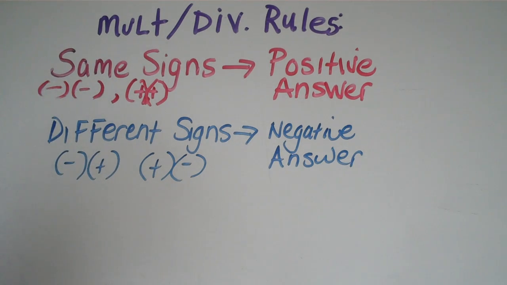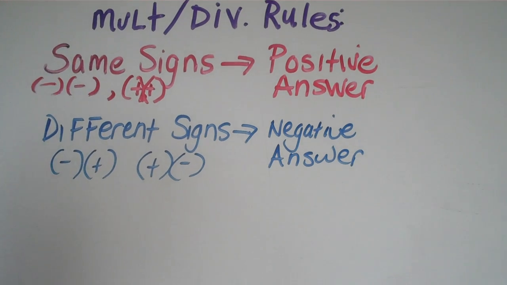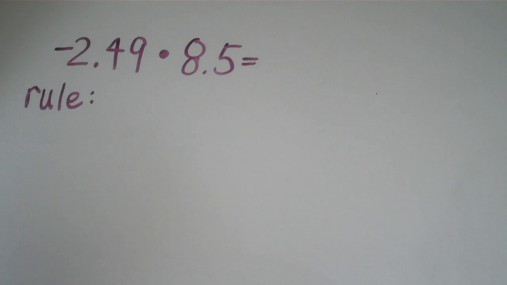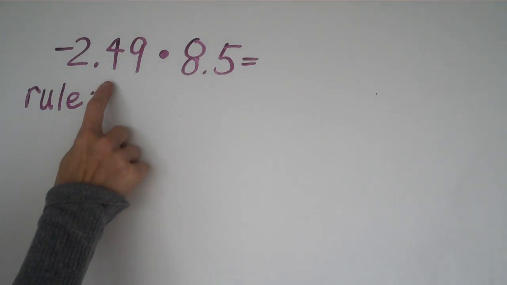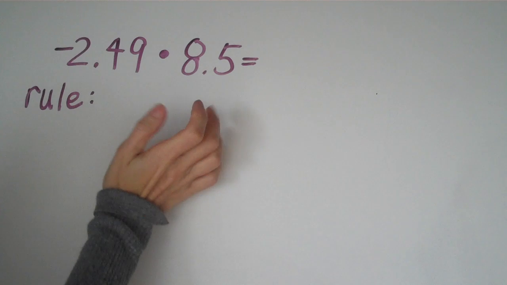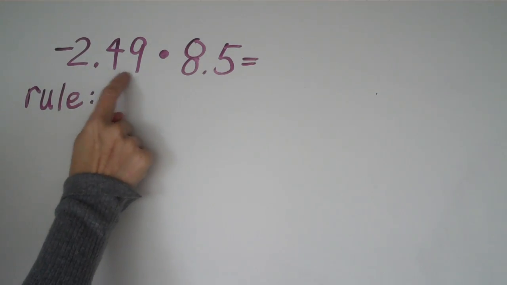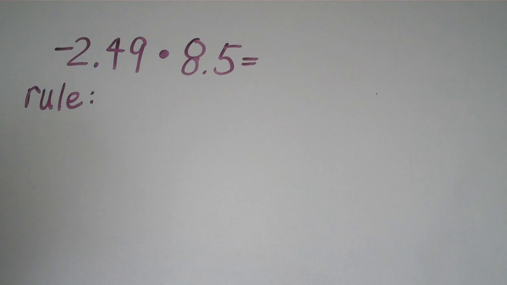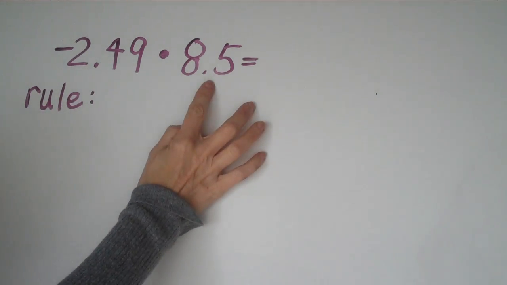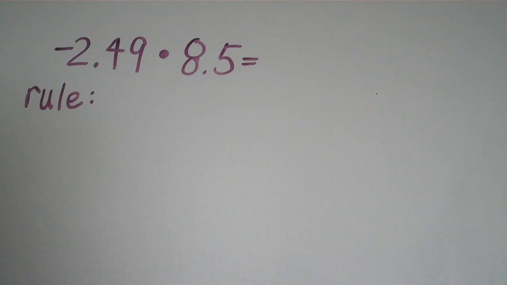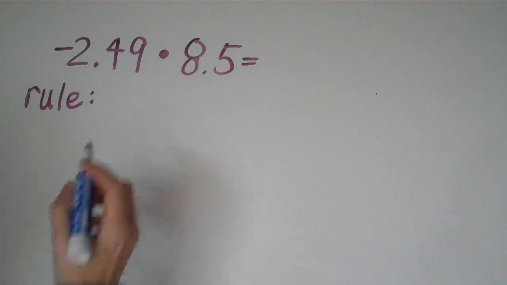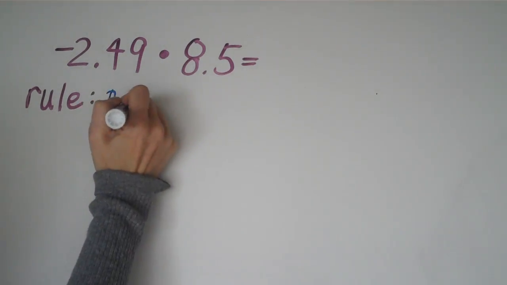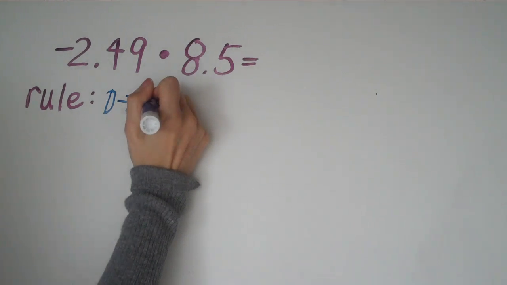And we're going to see what that looks like. But these are rules that hold true for integers, fractions, and decimals. And we've talked about all of these so far. So let's take a look. Right here, this is multiplying decimals, right? You have a negative 2.49 times 8.5. Okay, so we do have a negative times a positive number. So if we have different signs, meaning a negative and a positive, our rule is you're going to have a negative answer.